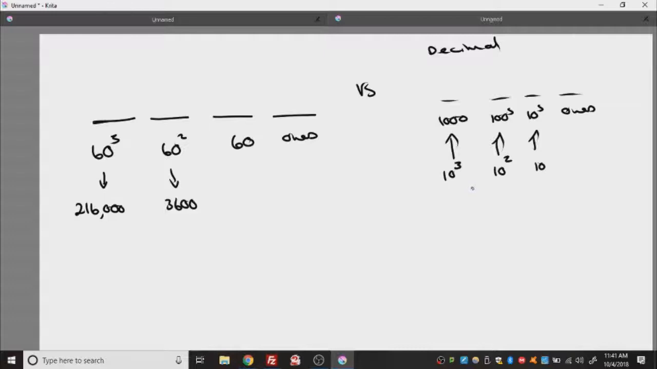Yes. Is it called a base 60 system? It is exactly what it's called. It's based on 60s. It's called a base 60 system for obvious reasons.